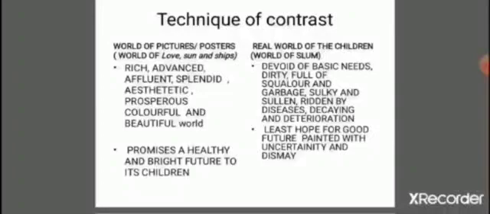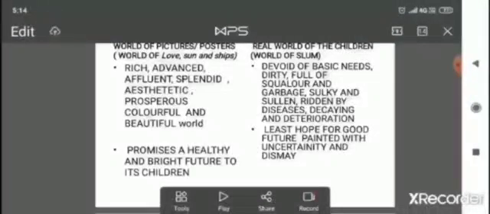In the first column, it is given world of pictures or posters, which is showing the world of love, sun, and ships. It's a rich, advanced, affluent, splendid, aesthetic, prosperous, colorful, and beautiful world. While the real world of the children, which can be seen outside the windows of the classroom, is the world of slum, which is devoid of basic needs, dirty, full of dirt, squalor, and garbage, sulky and sullen, ridden by diseases, decaying and deterioration.